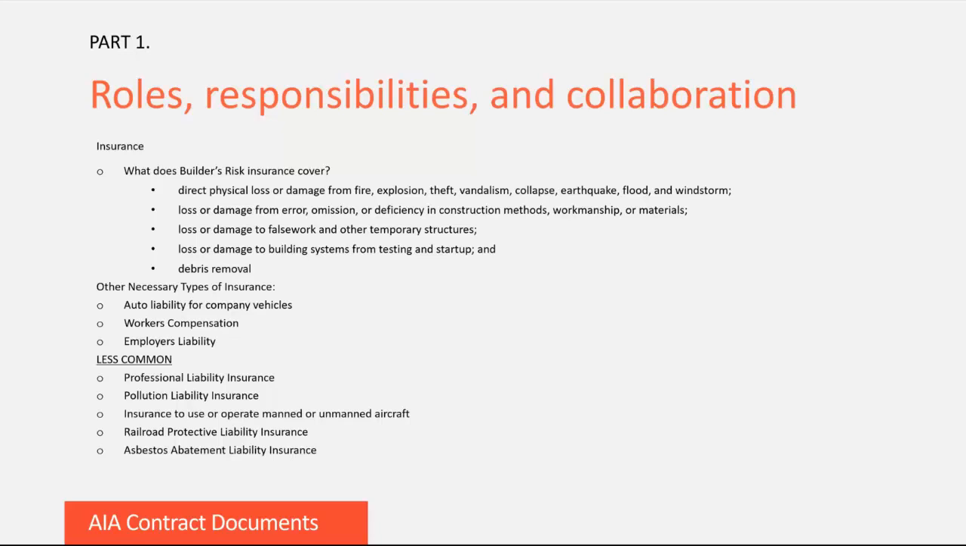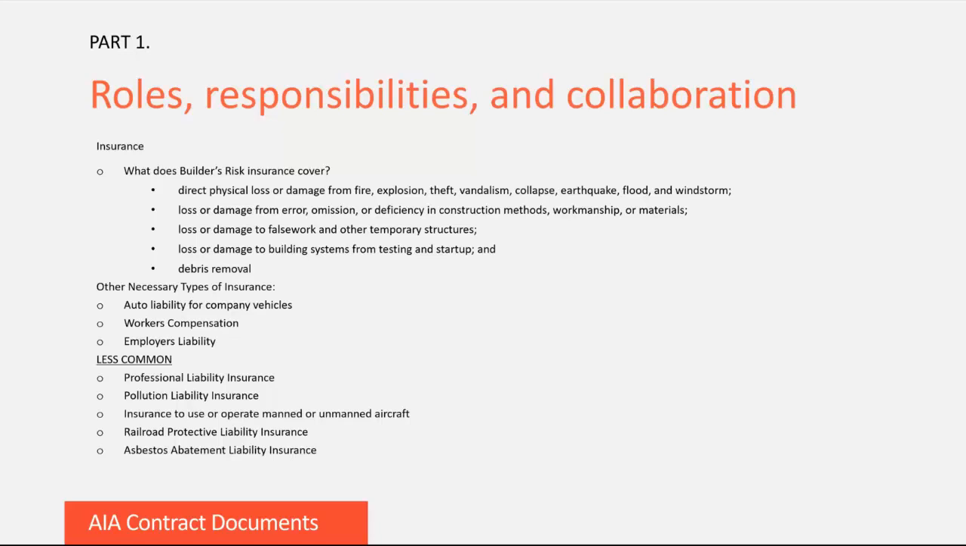Other types of insurance that a contractor should carry are auto liability for company vehicles, workers' compensation, and employer's liability. There are other types of insurance that a contractor can carry, which are less common but may be needed based on the project and contractual requirements.